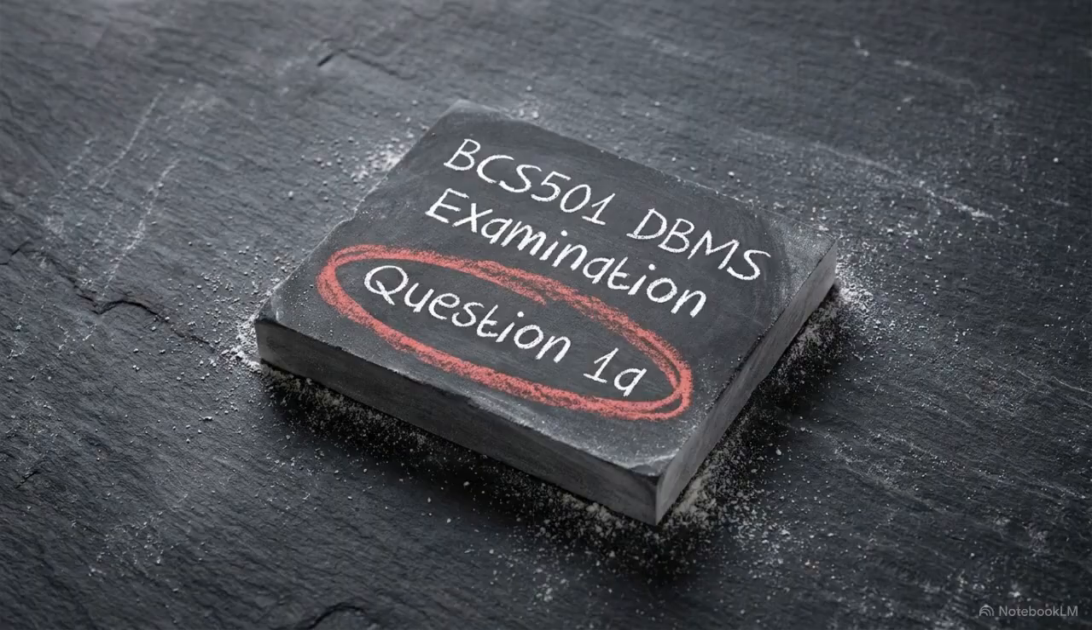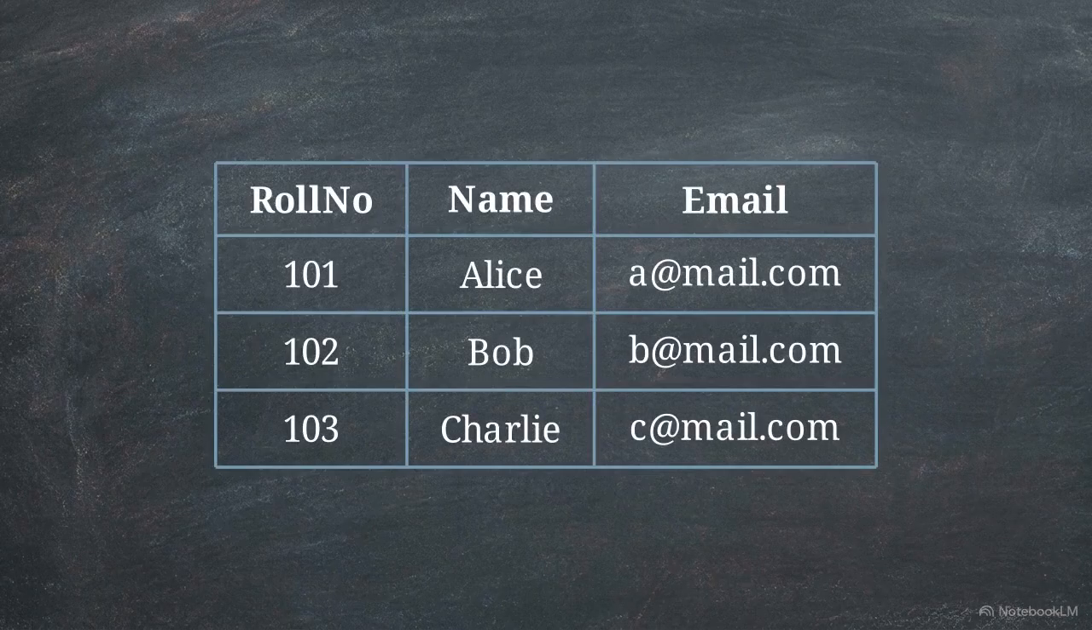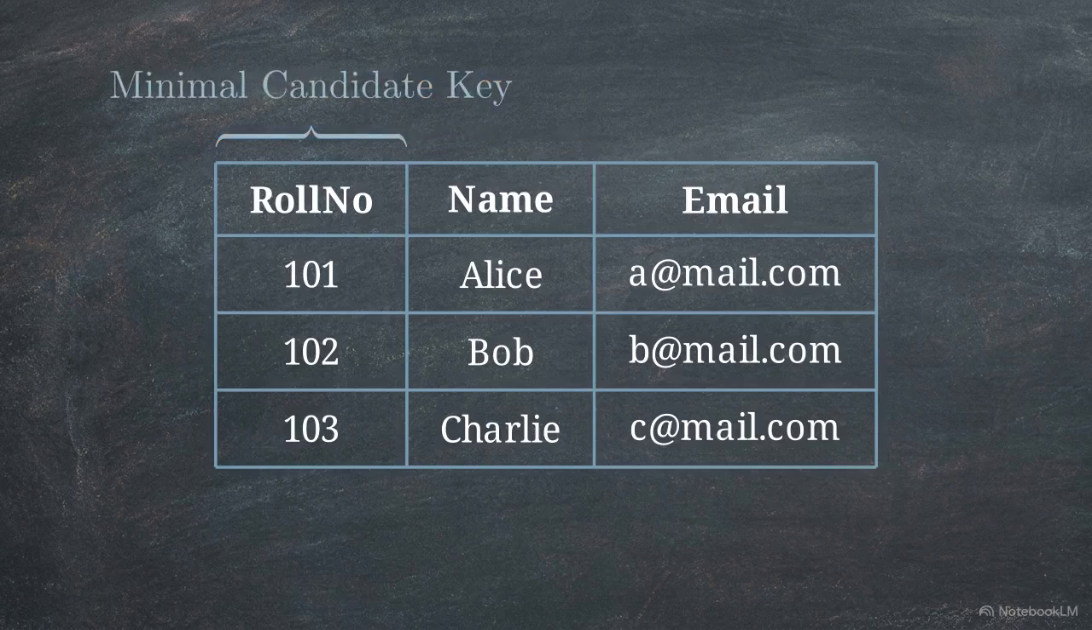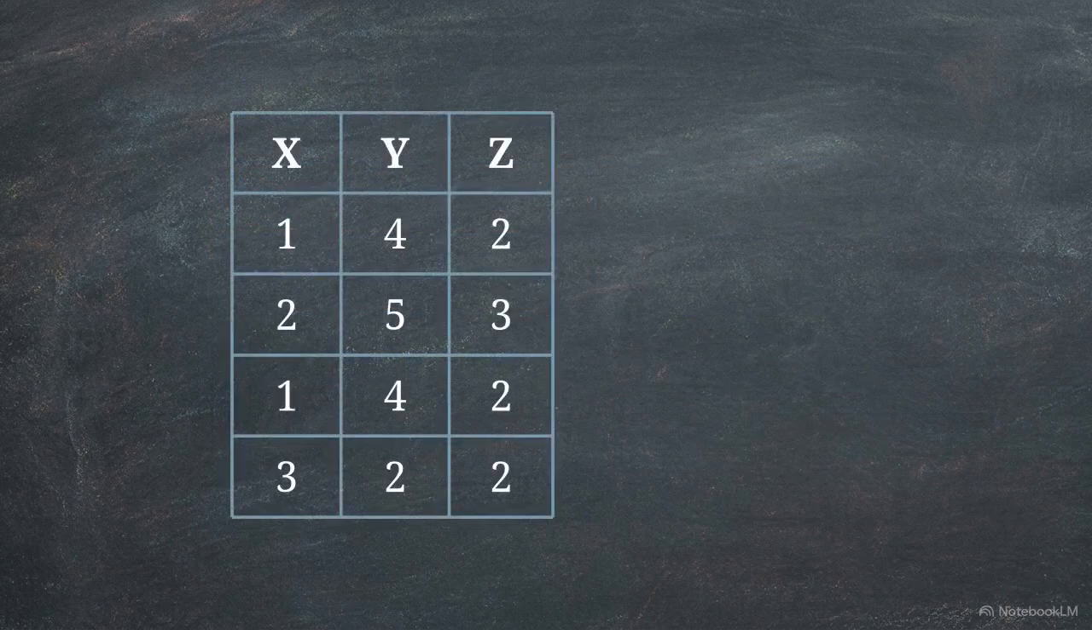crashes. Question 1A establishes the foundation of relational identification. A superkey is any set of one or more attributes that, taken collectively, allow us to uniquely identify a specific tuple in a relation. A candidate key is more specific. It is a minimal superkey, meaning it contains the smallest number of attributes possible to maintain that unique identification. If you remove any attribute from it, it loses its status as a key.